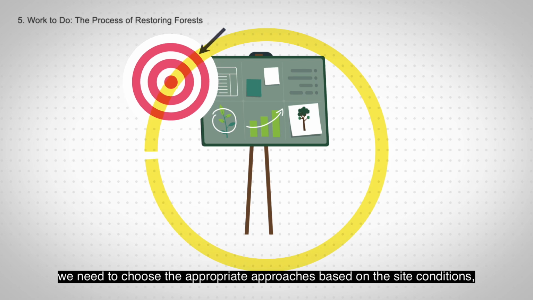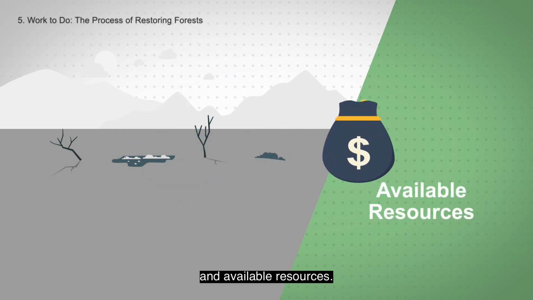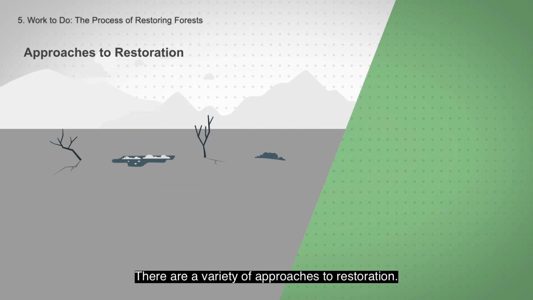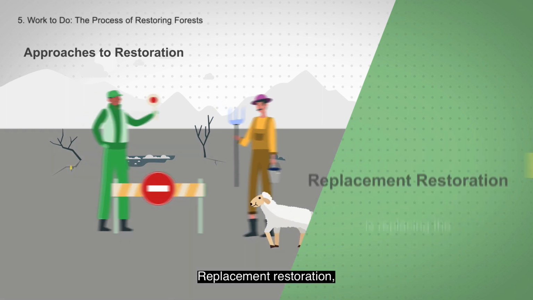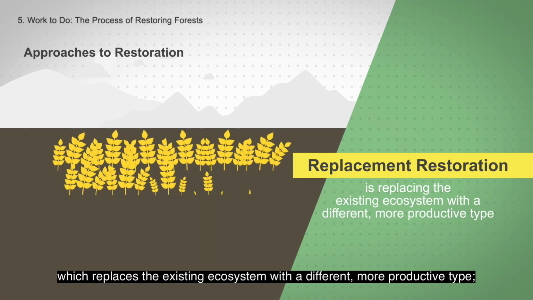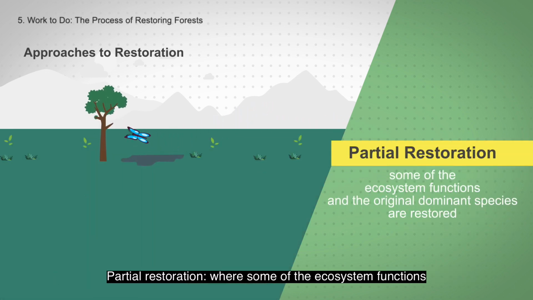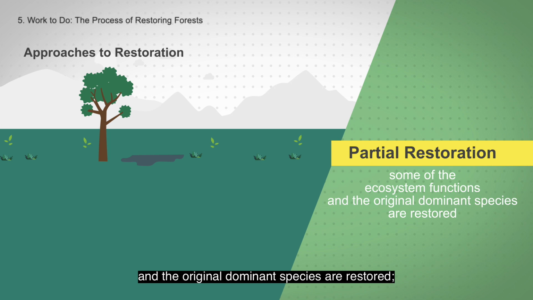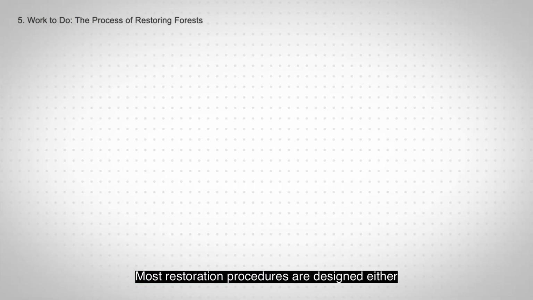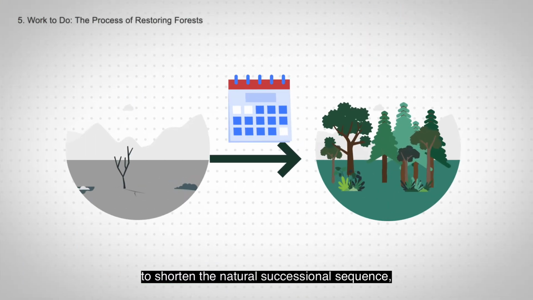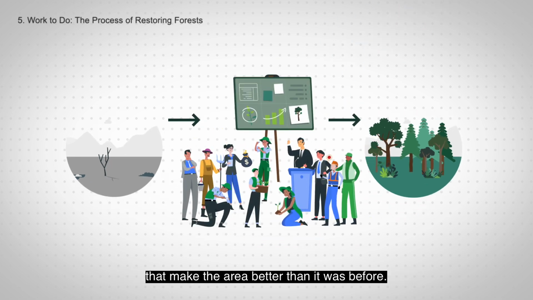After setting the goals, we need to choose the appropriate approaches based on the site conditions, site potential to be restored, and available resources. There are a variety of approaches to restoration. They are passive restoration, replacement restoration, which replaces the existing ecosystem with a different, more productive type, partial restoration, where some of the ecosystem functions and the original dominant species are restored, and complete restoration. Most restoration procedures are designed either to shorten the natural successional sequence or to create a system that has a series of favorable traits that make the area better than it was before.